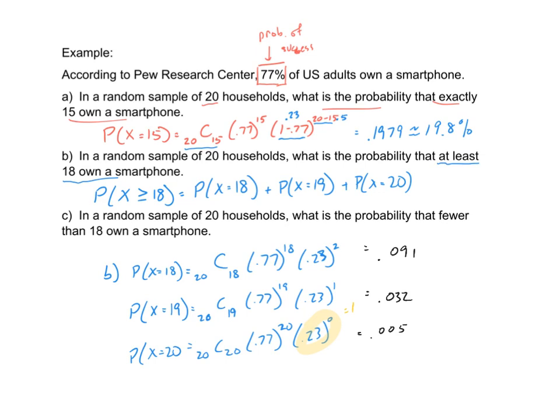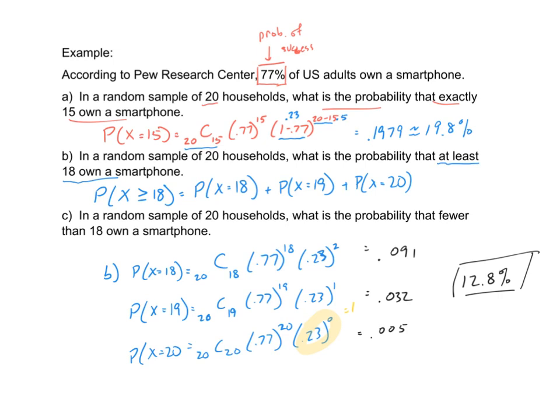But then when you add those 3 probabilities together, 0.091 plus 0.032 plus 0.005, those 3 probabilities added together equal 0.128 or 12.8%. So there's a 12.8% chance that out of 20 households, 18 or 19 or 20 of them all have a cell phone.